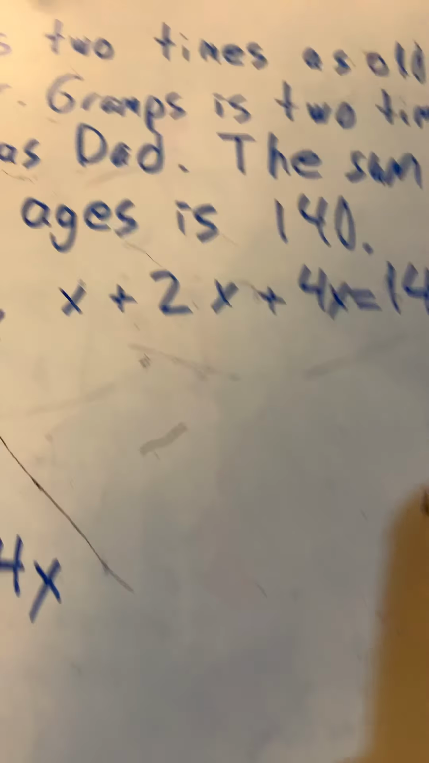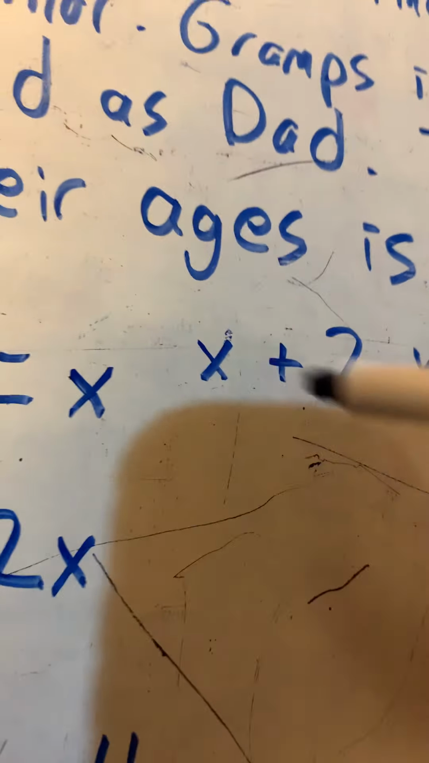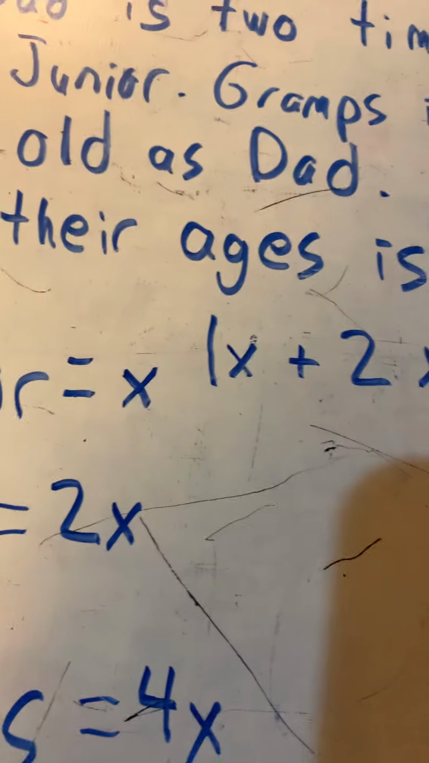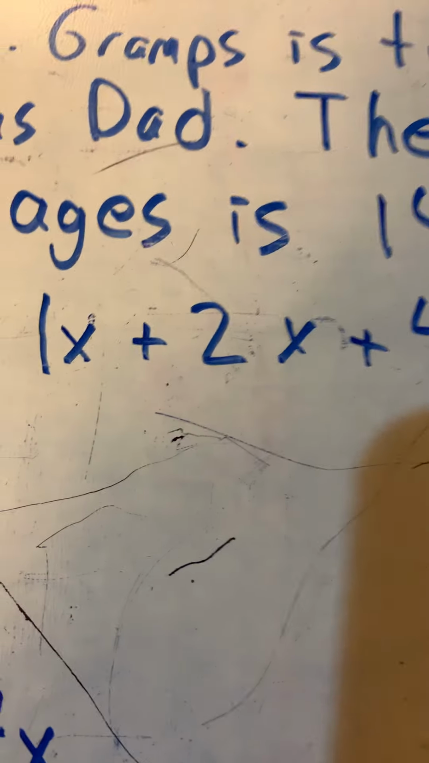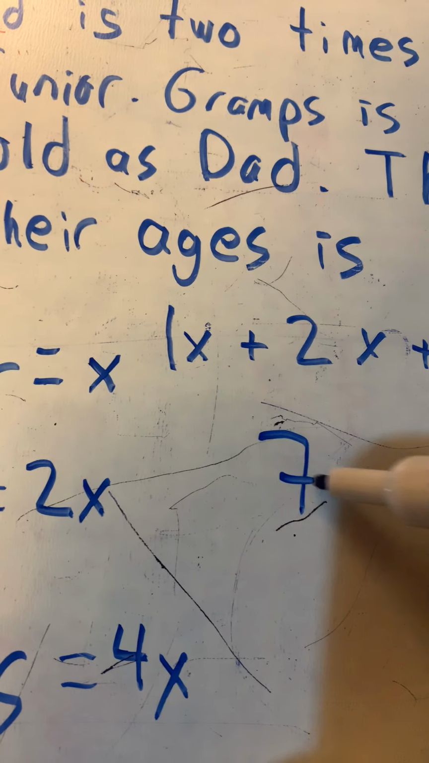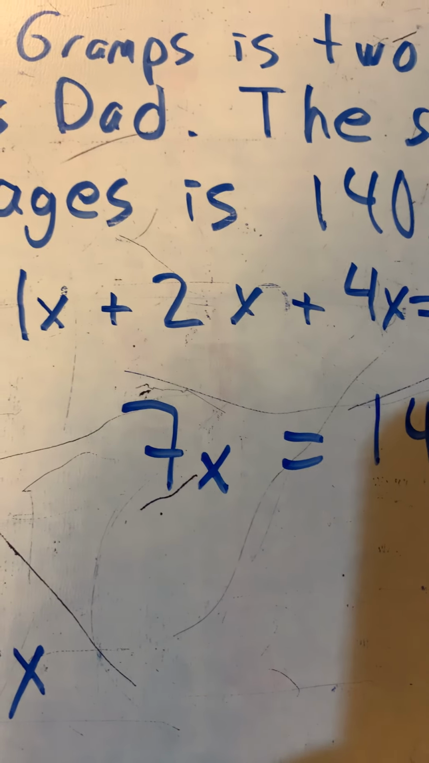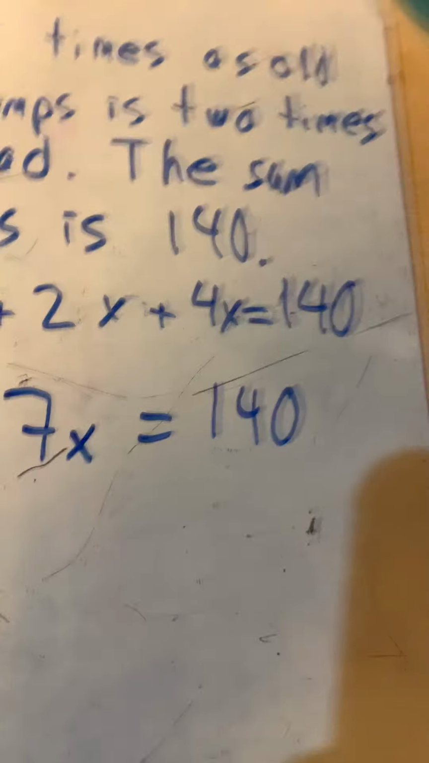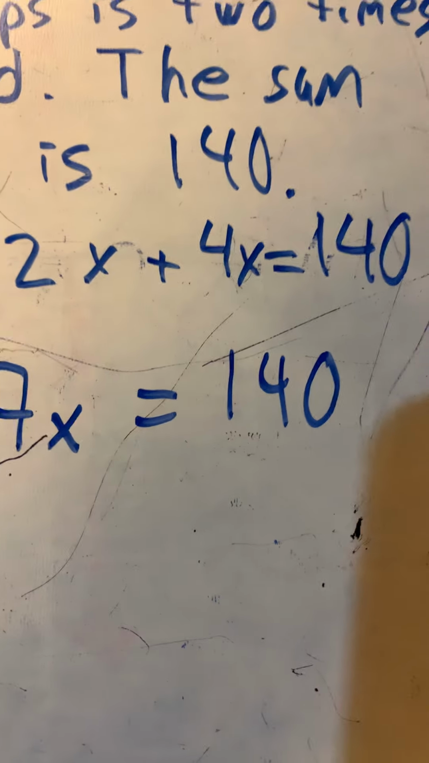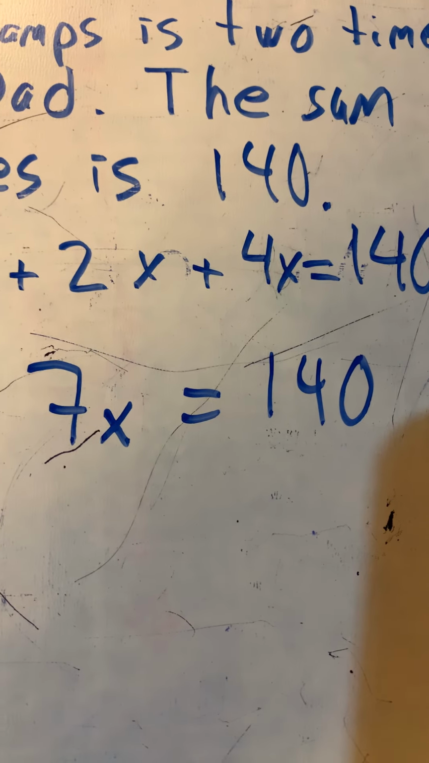Now, just a quick tip here. When you're dealing with the variable X, even though you don't see it, there's always an invisible 1 in front of that X. So you can think of that as 1X if you want. Now look at what we have here. We have 1X, we have 2X, we have 4X. If you add all those up, you get 7X equals 140. That's a multiplication equation. This means 7 multiplied by a number equals 140. That's the kind of equation we're going to be solving today.